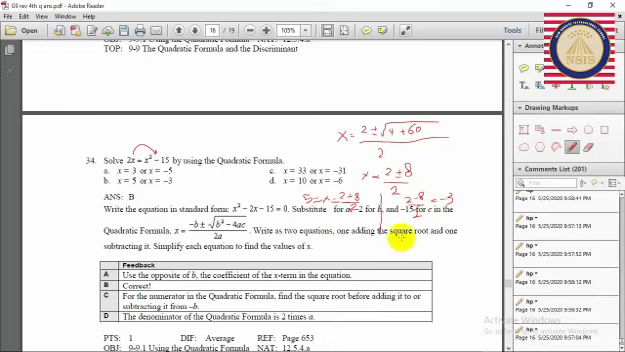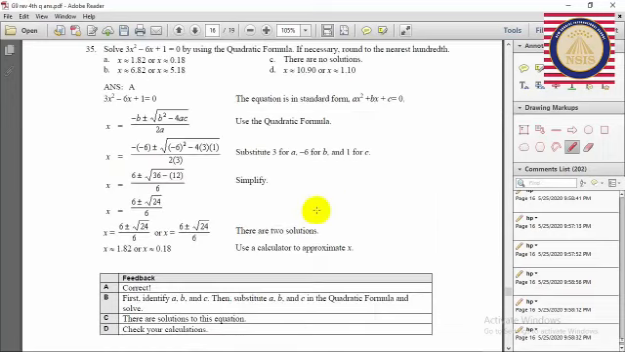Of course, you can use a calculator. So you have 5 and negative 3. 5 and negative 3, which is B. Very good. Excellent.